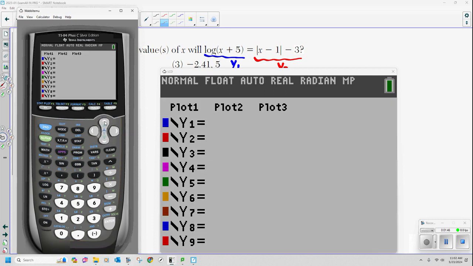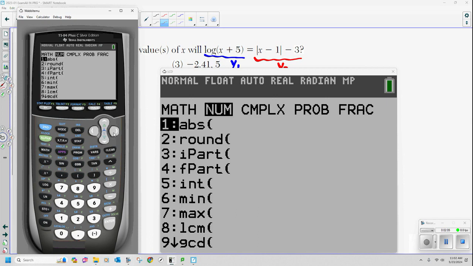So for y1, I'm going to put log. I do not have to do log base. There is no base there. It's 10 if it's not written by default. So yes, you don't have to hit log base. You can just hit log, x plus 5. Boom. And then I'm going to put math.